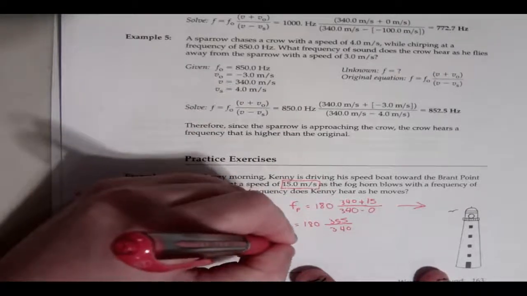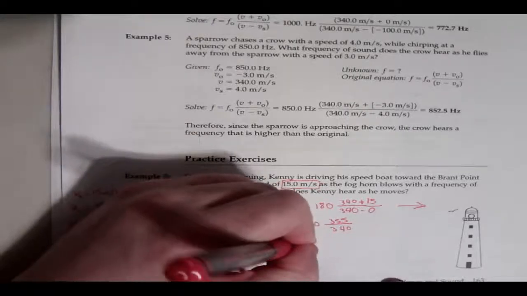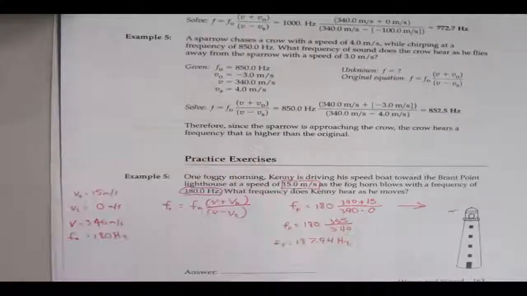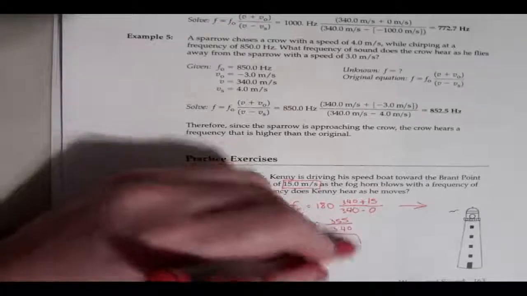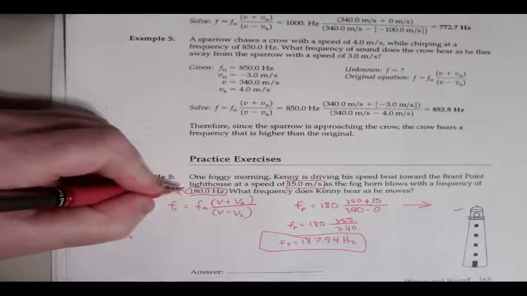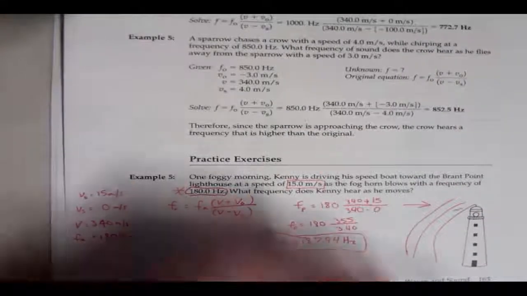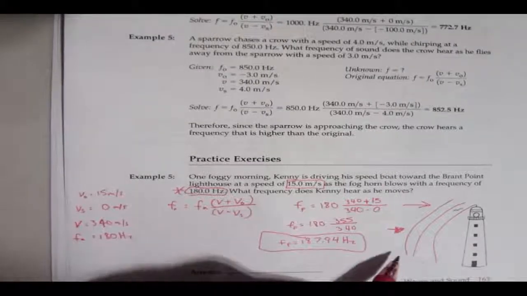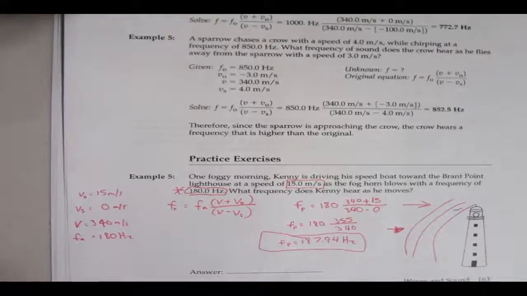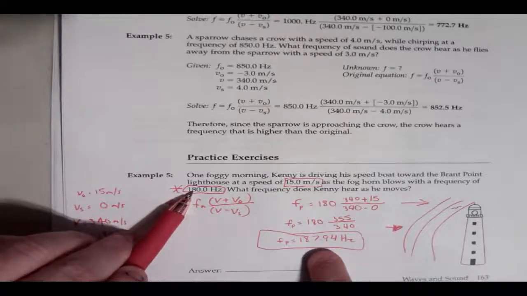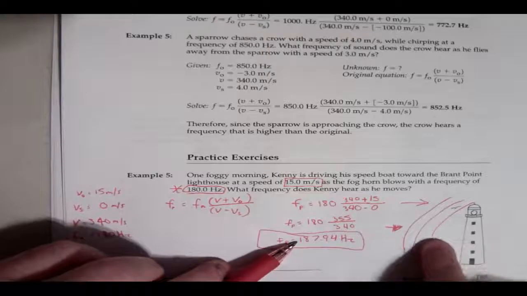So the perceived frequency is 187.94 hertz. Let's think about this. What's the actual frequency? Right here, 180. This is the lighthouse putting out its frequency. He is going towards this frequency. So yes, he's going to perceive it as a higher frequency because he's going towards it, right? So that's why our actual frequency is 180, yet he perceives it as 187.94 because he's going towards it. So that makes sense, right?